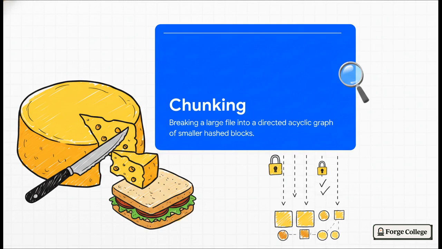Let's make this totally jargon-free. Think of a massive wheel of really expensive deli cheese. You wouldn't sell the entire wheel at once to a customer who just wants to make a single sandwich, right? No, you slice off exactly what they need. Well, chunking does the exact same thing for your files. Instead of one massive clunky transfer, chunking enables parallel transfers of smaller pieces. It allows for partial validation if something breaks mid-download. And it even lets you deduplicate data if multiple files happen to share the exact same chunks.